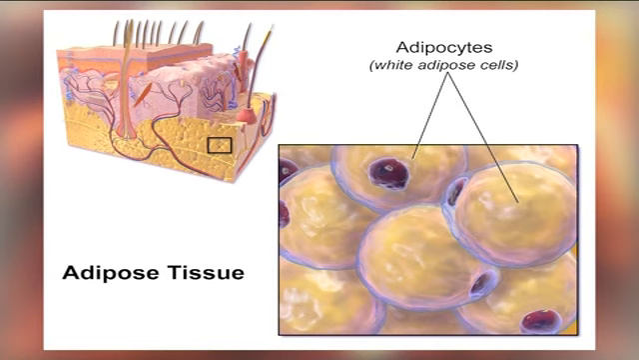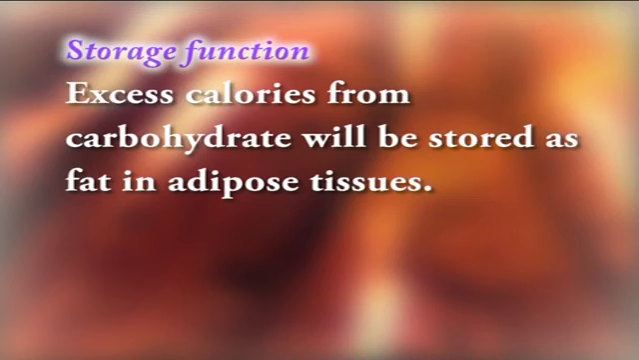Functions of carbohydrates as storage. Excess of calories from the carbohydrates will be stored as fat in adipose tissues. Depending on the body needs, the stored fat would be mobilized for the energy purpose, for example, during illness, fasting, etc.